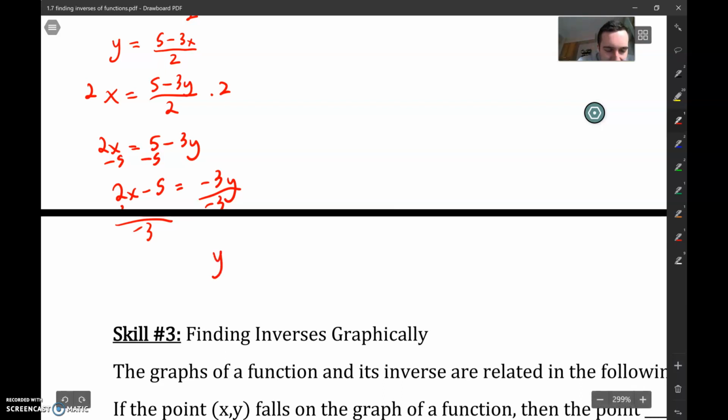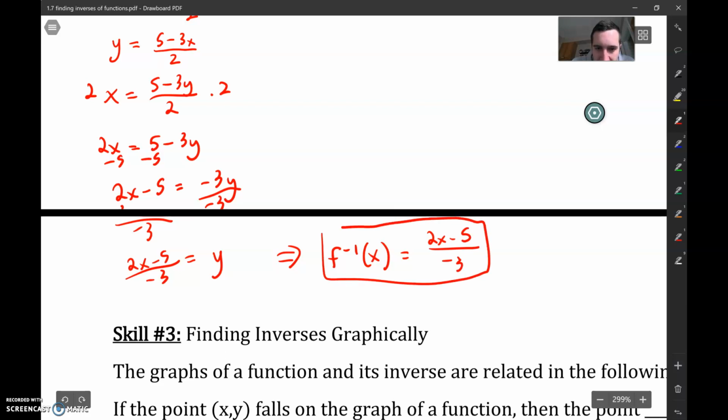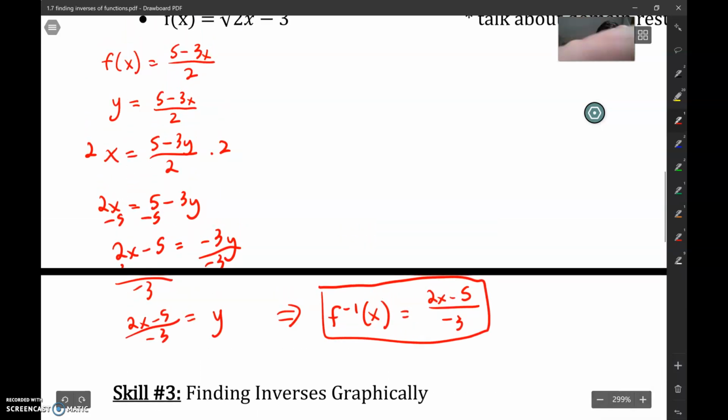So my final answer is y equals (2x minus 5) divided by negative 3. That is my answer, but notice I want to write it as an inverse just so I can tell everybody what I found. So I would want to make sure I write it with this notation. This is my inverse of what we started with up here.